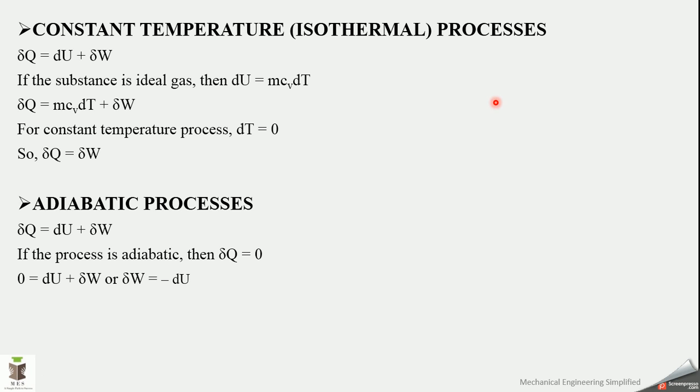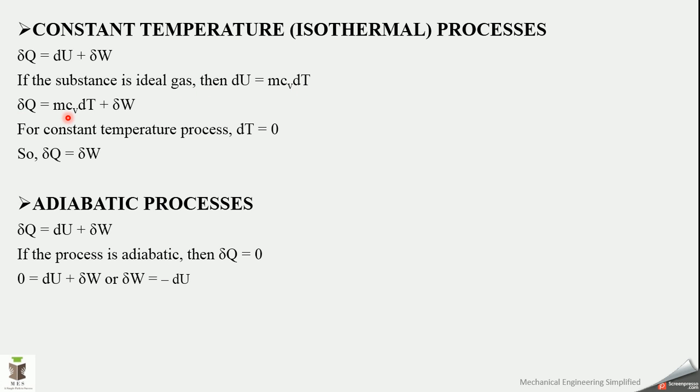Then another process we come across is constant temperature. You might already know that this is also known as the isothermal process. So we have dQ is equal to dU plus dW, and dW involves both the boundary work as well as the other work. And if the substance is an ideal gas, we know that dU is equal to mCv dT.